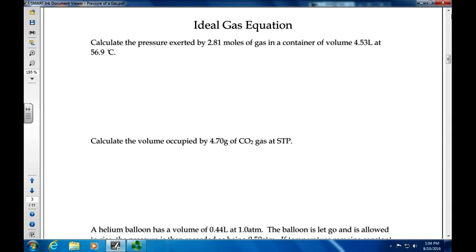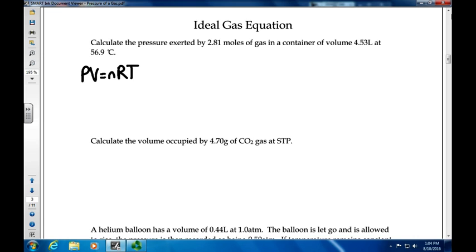And today we will be working through some of the ideal gas equations. They're all derived from one equation, which is PV is equal to nRT. That is, pressure times volume is equal to the moles times the gas constant times the temperature. Temperature is always given in Kelvin when using these gas laws.